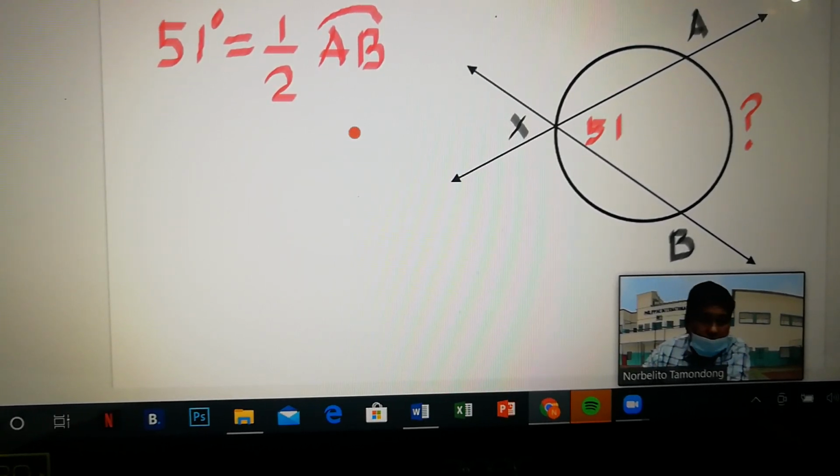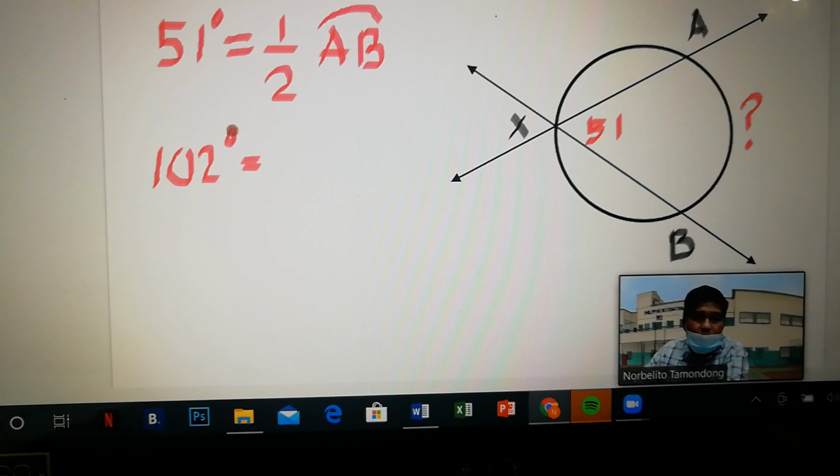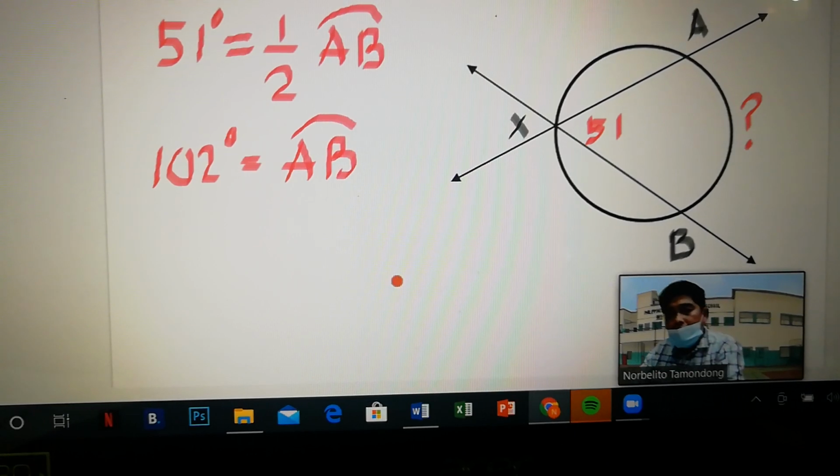Okay, so if you multiply both sides of the equation by 2 to remove fractions, then simply multiply 51 by 2, that is equal to 102 degrees. If you multiply this side by 2, you just cancel the 2. So the result is just AB. So the measure of arc AB is equal to 102 degrees.